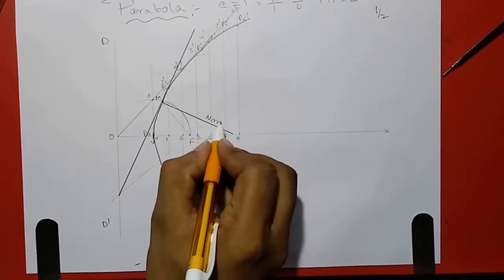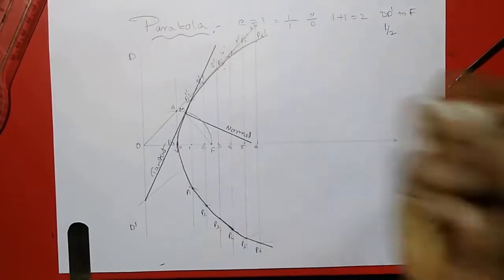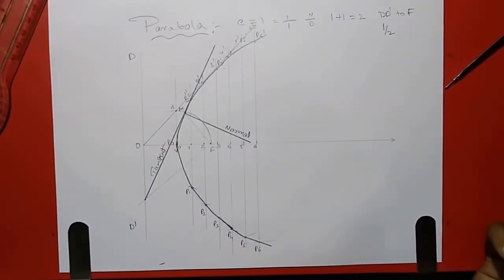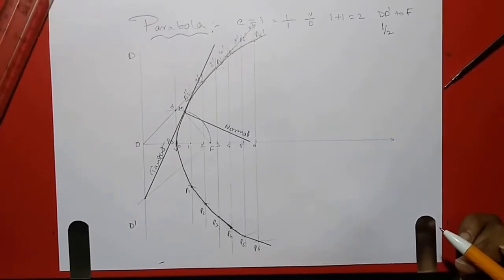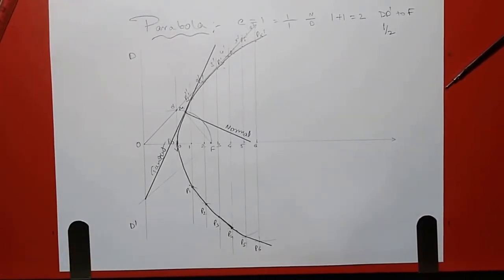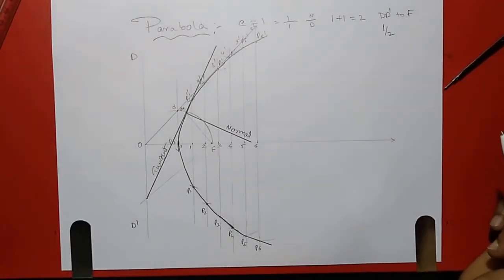This is the normal and this is the tangent. Here we have finished with the parabola in the general method. I hope you understand drawing your parabola curve using drafters and all the instruments.